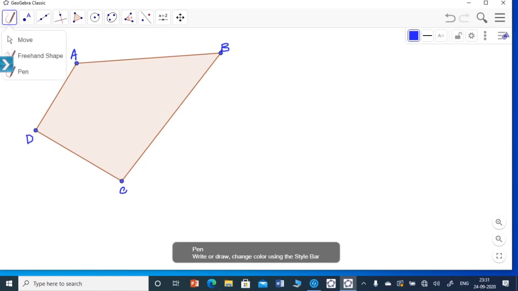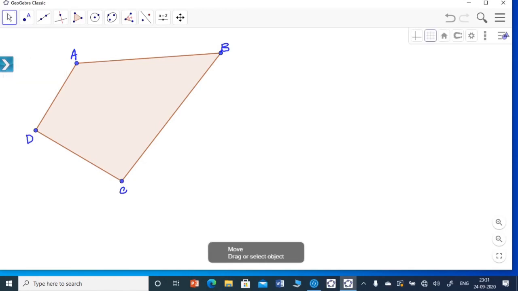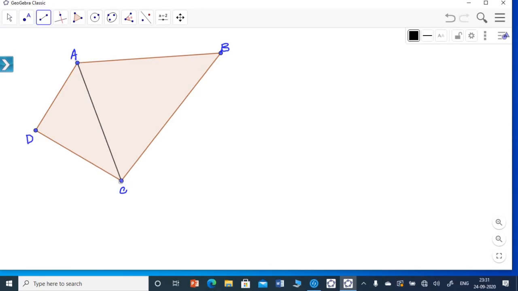Now here for vertex A, D and B are consecutive vertices, and for vertex A, C is the non-consecutive vertex, that is non-adjacent vertex. The line joining two non-consecutive vertices is called a diagonal. Now here AC is a diagonal.